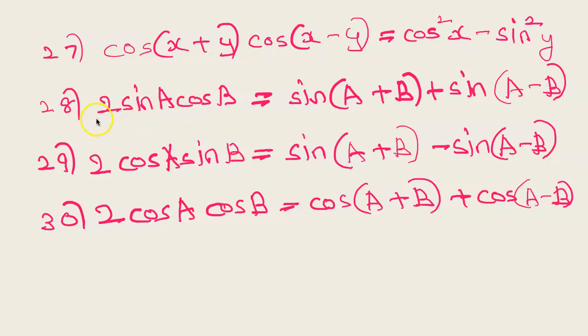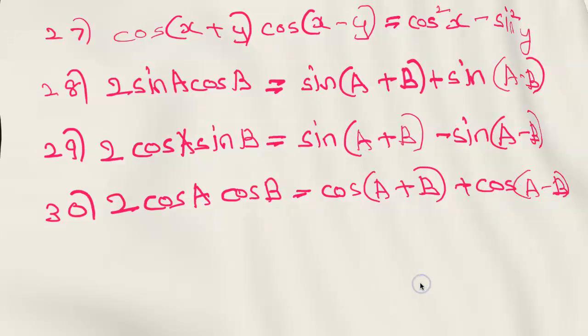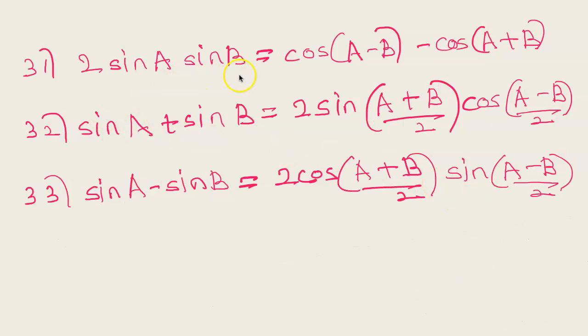Then we have 2 sin A cos B is sin A plus B plus sin A minus B. 2 cos A sin B is sin A plus B minus sin A minus B. 2 cos A cos B is cos A plus B plus cos A minus B. 2 sin A sin B is cos A minus B minus cos A plus B.